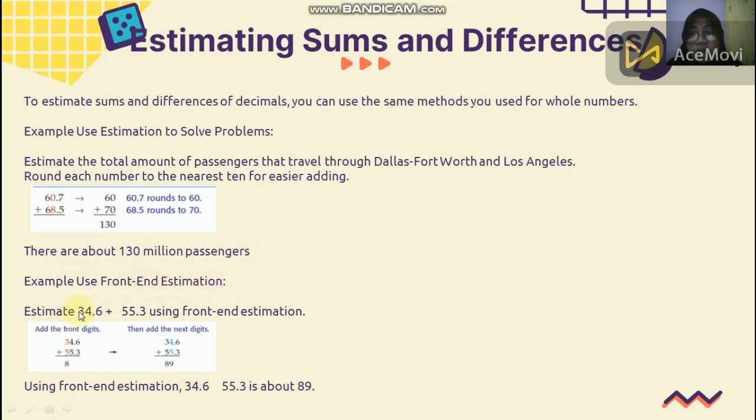Example, use front-end estimation. Estimate 34.6 plus 55.3 using front-end estimation. Like the screen, using front-end estimation, 34.6 plus 55.3 is about 89.